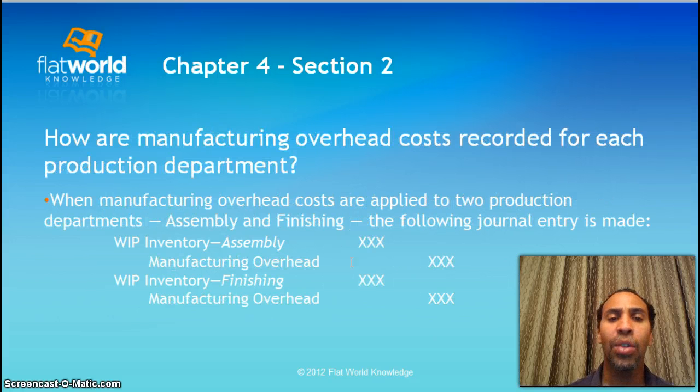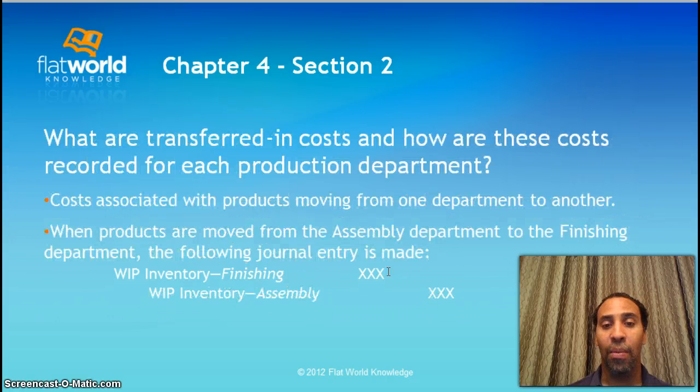So those funds come out of wages payable and then they go into the work in process for that particular department. So how are manufacturing overhead costs recorded for each production department? When manufacturing overhead costs are applied to the two production departments, assembly and finishing, the following journal entry is made, and it looks just like the prior two examples that I gave you. Manufacturing overhead goes from there to work in process inventory assembly. Manufacturing goes from there to work in process inventory finishing, right? Comes out of the account, whether it be manufacturing or any of the other two accounts, and it goes into work in process inventory for either finishing or assembly in this particular example.